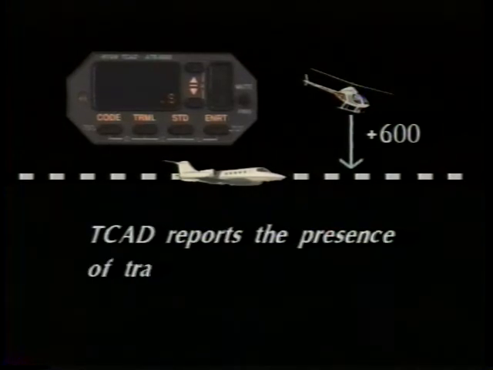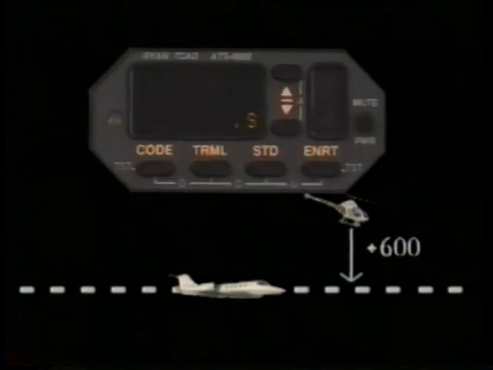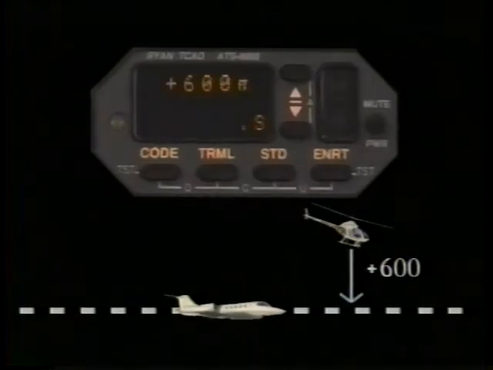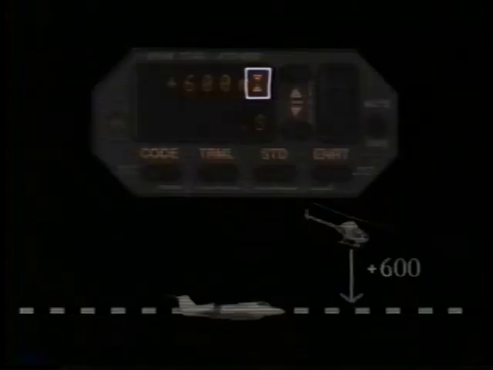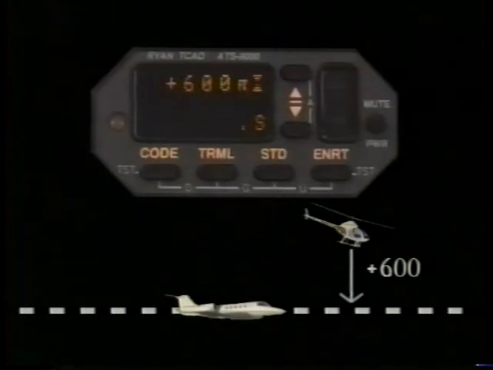TCAD reports the presence of traffic, its altitude separation from you, and an indication of altitude trend. This symbol indicates that separation is decreasing. TCAD also measures the approximate distance to the threat and displays that distance.